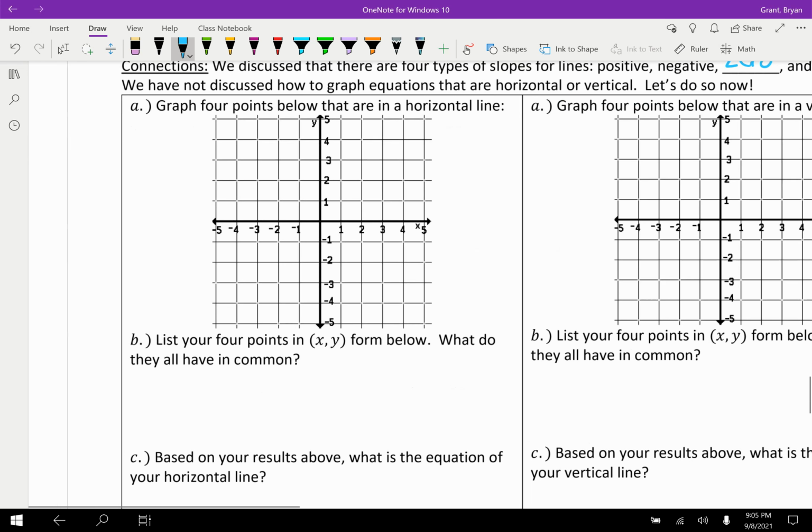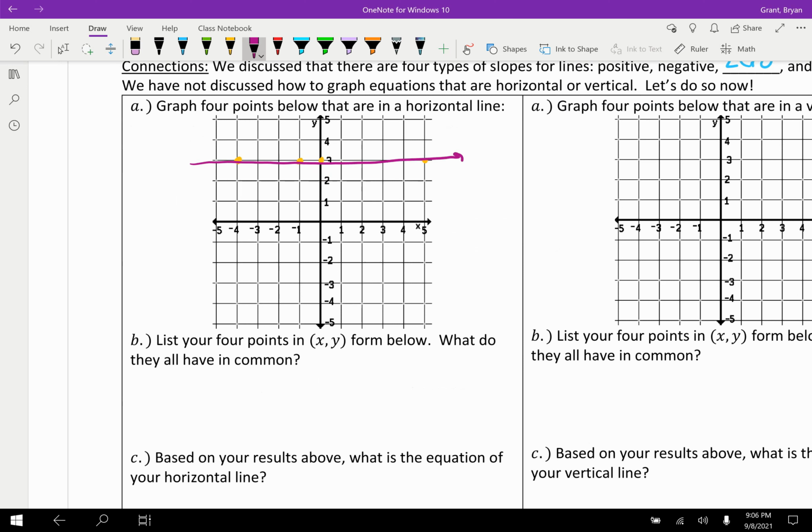All right, the first thing we need to do is graph 4 points below that are in a horizontal line. Well, it doesn't matter what spot you pick. I'll go ahead and pick, I don't know, positive 3. So I'm going to put 4 points in a horizontal line over here. So here's 1, here's another, another, and another. You can put them anywhere you want as long as when you connect them, and I'm going to do that right now, they make a horizontal line. And that was not a great line. I want to try again.